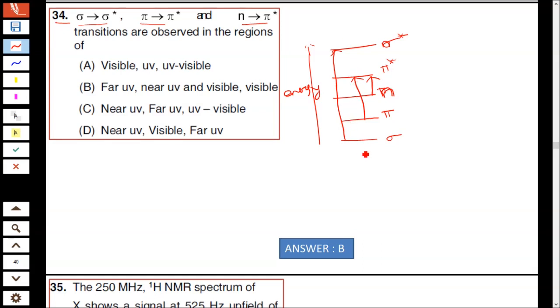The sigma to sigma star transition has the most energy, E equal to h nu, or E equal to hc by lambda. The sigma to sigma star transition occurs in the far UV region, the pi to pi star transition in the near UV region, and the n to pi star transition, having very little energy, occurs in the visible region. Hence option B is correct.